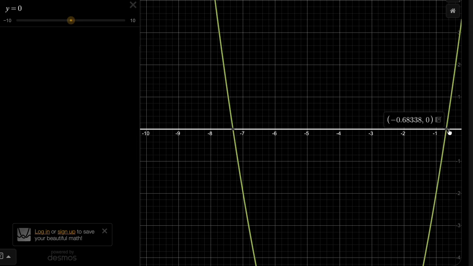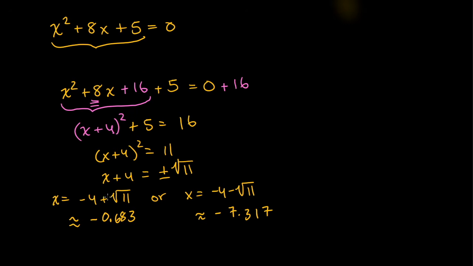But it's important to realize that these are approximations. We're really dealing with expressions that involve the square root of 11. And so that's why you can see completing the square actually gives you the exact answer, while if you use your calculator or a graphing calculator like we just did, you're really getting an approximation.